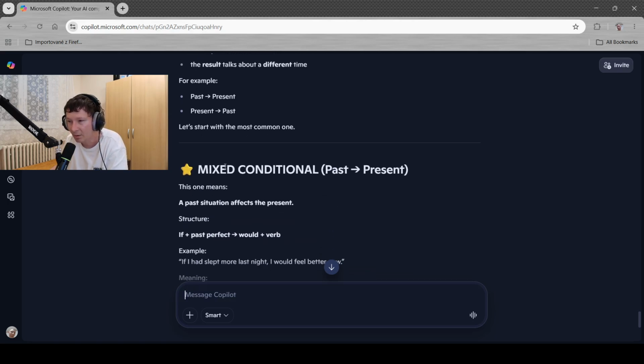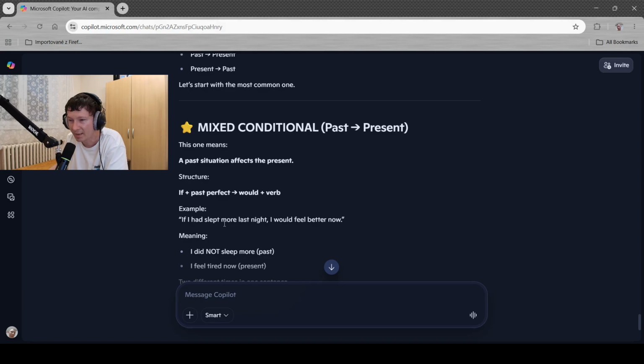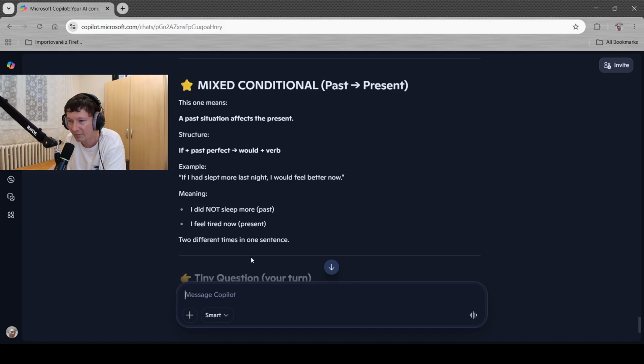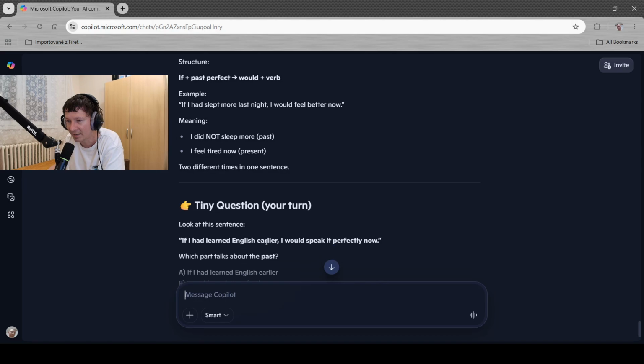Mixed conditional, past to present. This one means a past situation affects the present. Structure: if plus past perfect, plus would plus verb. Example: if I had slept more last night, I would feel better now. Meaning: I did not sleep more, past. I feel tired now, present. Two different times in one sentence.